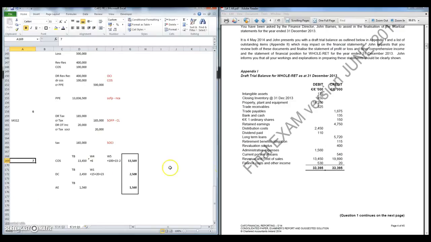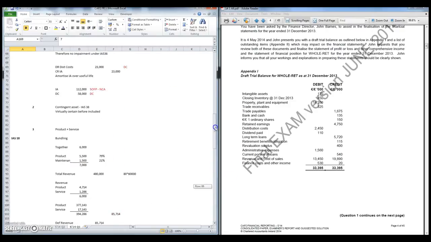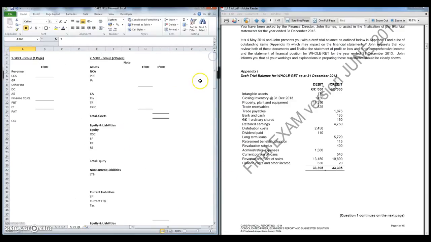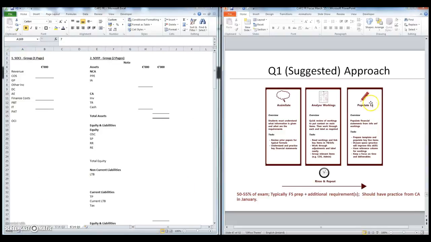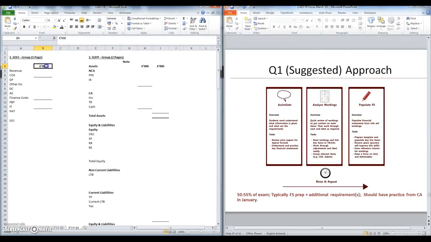So the final step you now take is to go back up, because some students may like to populate them beforehand and have all the relevant line items, obviously leaving some gaps, or other students might like to put in the figure or the line items as they go along. So now you're trying to populate the financial statements, which is the final step here on the suggested approach. Finally then, we're going to populate the financial statements.